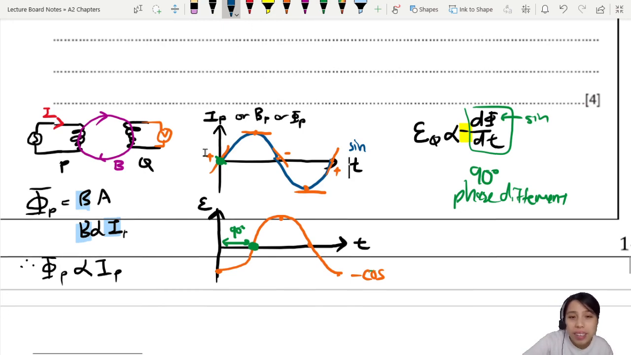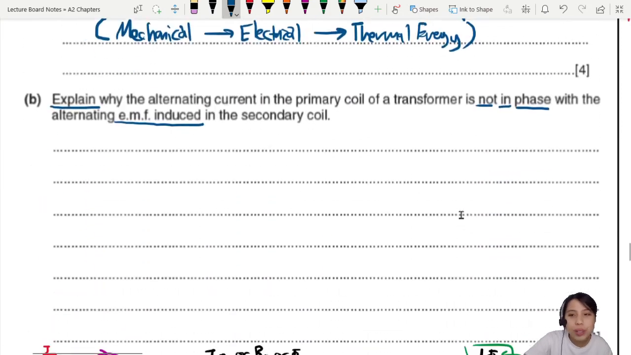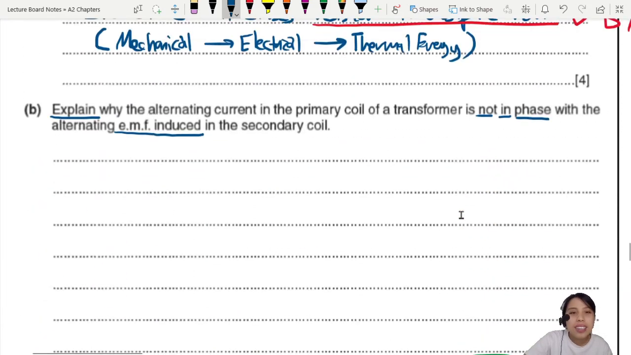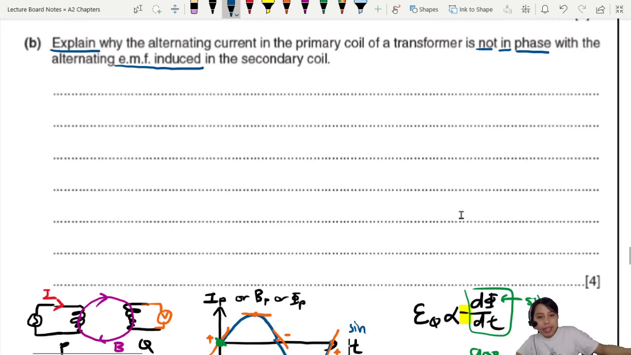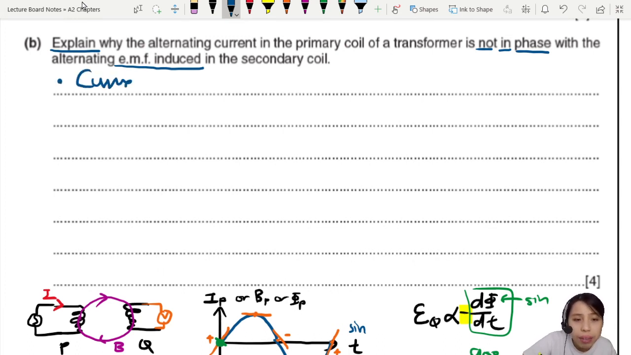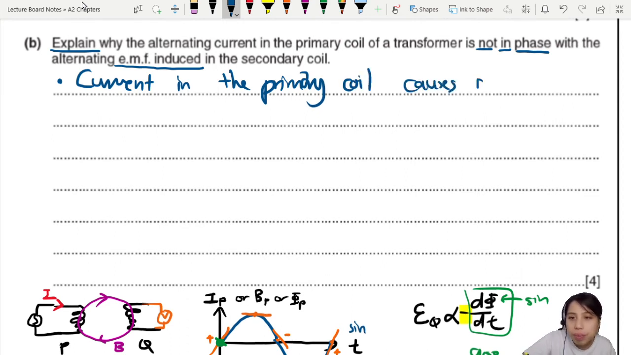So how to explain this? Phase difference because of Faraday's law. So how do we do this? Okay, let's go and see the answer. Explain. Number one, let's go through the steps. Change in flux. We'll always start with that. So is there a change in flux? Yes, there is. Why is there a change in flux? Because the current in the primary coil, I'm just going to use the names because P and Q were created by me. The primary coil causes a flux or a magnetic field.